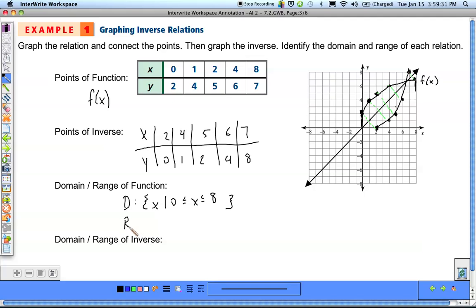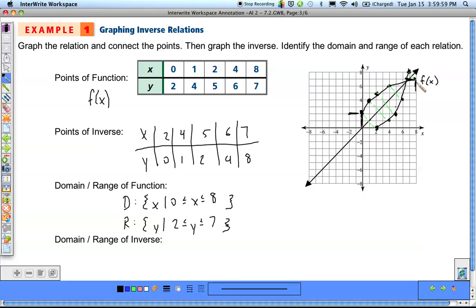We can do the same thing for the range. Range is talking about the y, so we'll just change that variable over to y. The range this time is talking about from here to here. Well, it starts at 2 and works up to 7. So we have all the y values between 2 and 7, and there's our range.